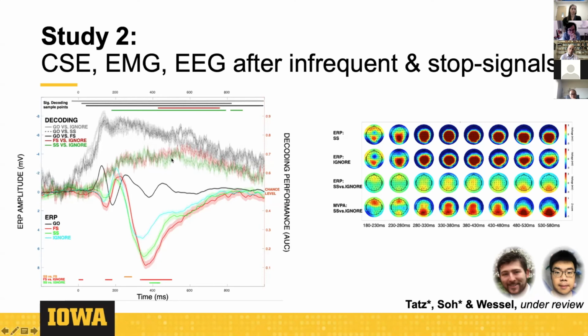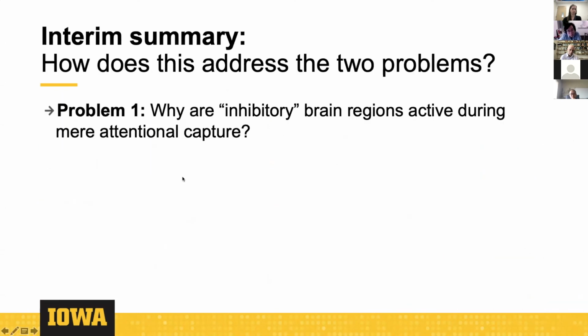And the first time point where the decoder tells us, yes, there is something uniquely different between stop trials and ignore trials, and the stop trials show greater activity than the ignore trials, is again the frontocentral P3. So let me give you an interim summary here of the empirical part of this talk.